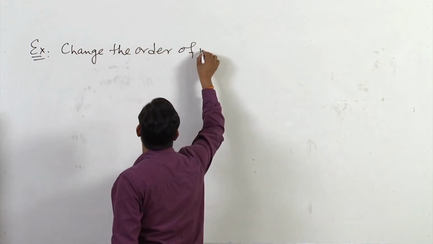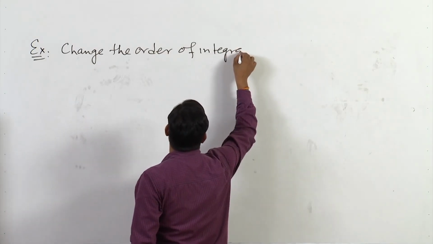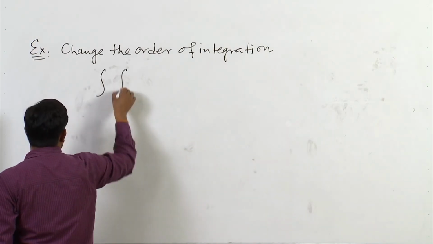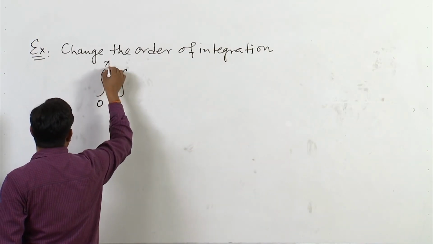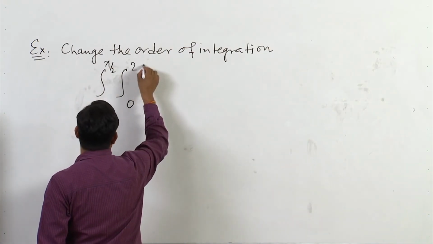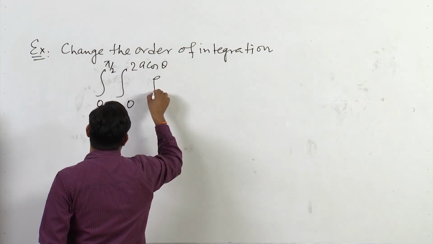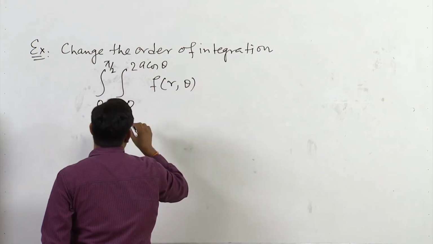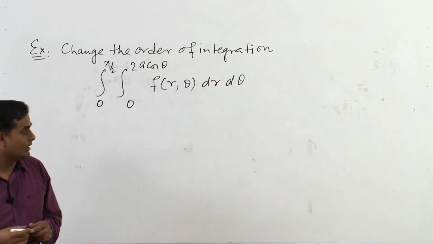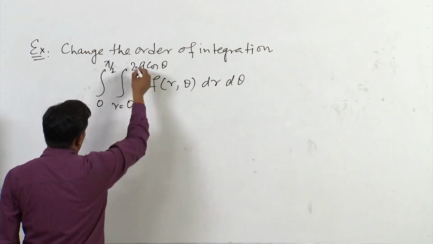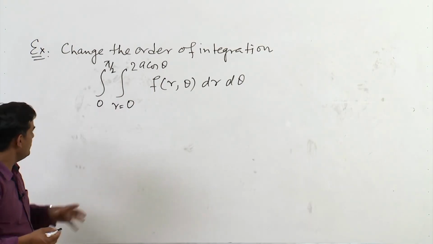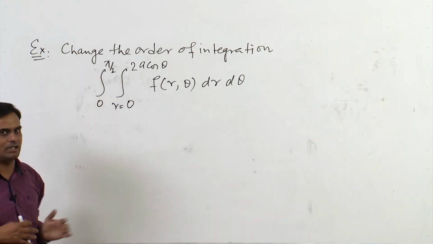change the order of integration in the integral theta is 0 to pi by 2 and r is 0 to 2a cos theta, f r theta dr d theta. So, here these are the limits for r, 0 to 2a cos theta, and for theta I am having the constant limit from 0 to pi by 2, means in the first quadrant.